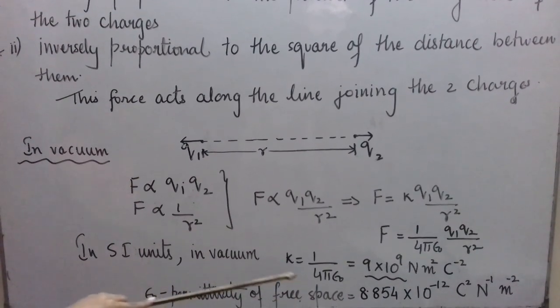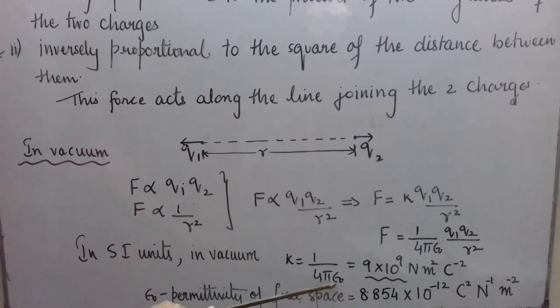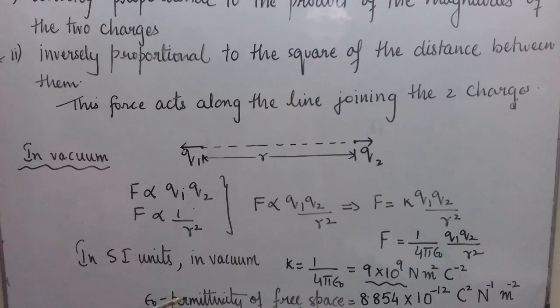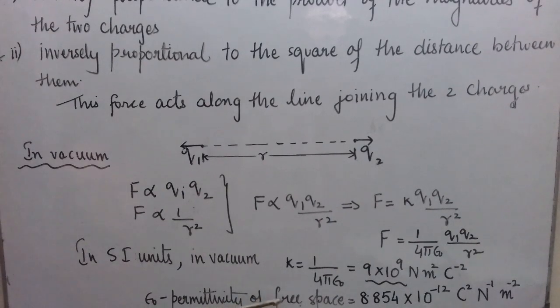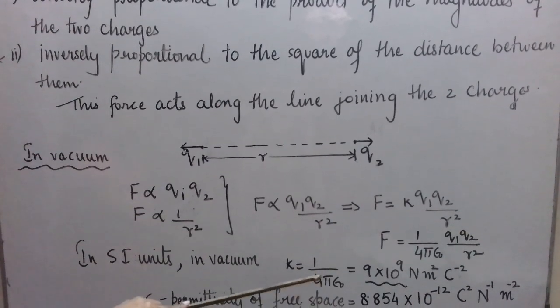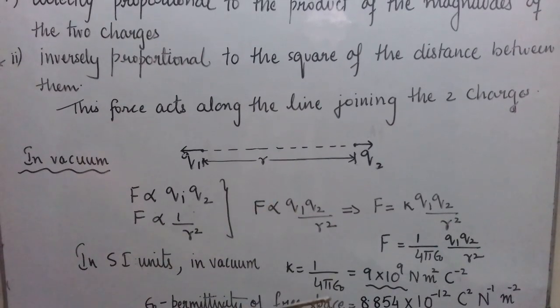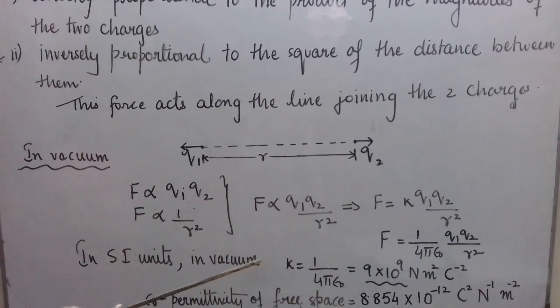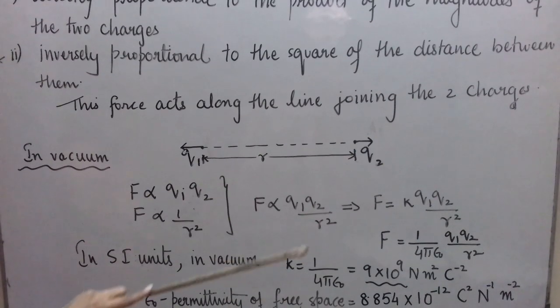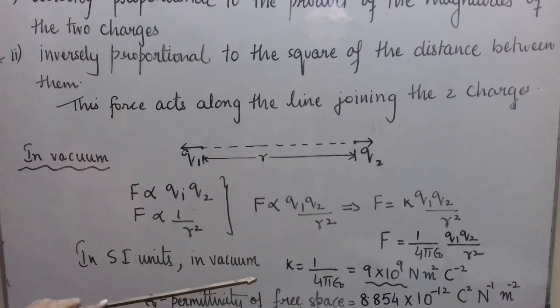And if the medium is changed, then obviously we will not have this epsilon naught here because it will not be then permittivity of free space, then it should be permittivity of that medium. Suppose the medium is water, then instead of epsilon naught we'll have the permittivity of water. Okay, so here let us consider only stick to vacuum now.